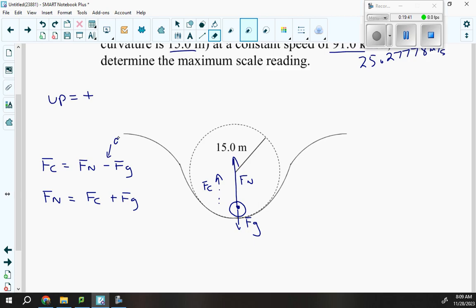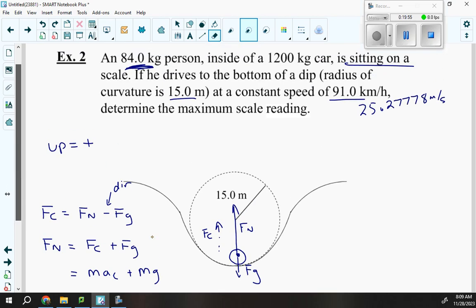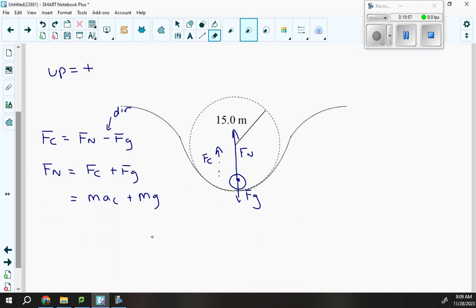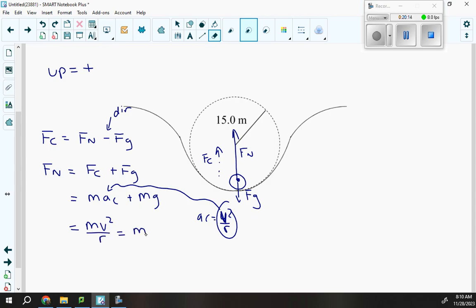And notice the direction is already built in, so I don't need to put direction in any of these numbers. I just need to expand a little bit. So Fc is going to be m times ac, and Fg is going to be m times g. We can again take a little bit of a shortcut here, since it's going at constant speed. So I'm going to use ac is equal to v squared divided by r, and plug that into my formula over here. So my final version of this is m v squared divided by r, plus m times g.